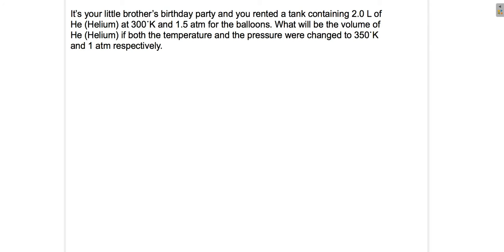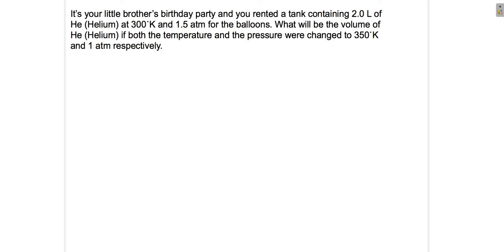Here is an original example to help you better understand this law. It's your little brother's birthday party and you rented a tank containing 2 liters of helium at an absolute temperature of 300 degrees Kelvin and an absolute pressure of 1.5 atmospheres for the balloons. What will be the volume of helium if both the absolute temperature and absolute pressure were changed to 350 degrees Kelvin and 1 atmosphere respectively?